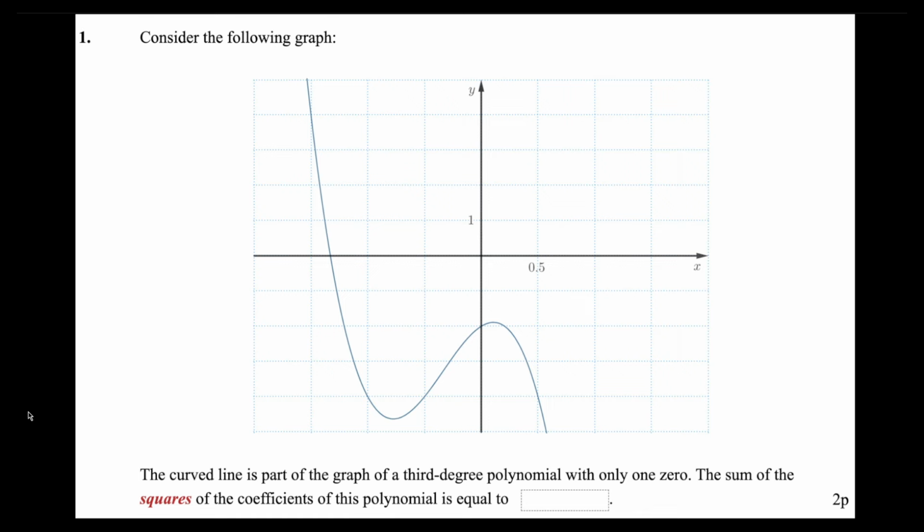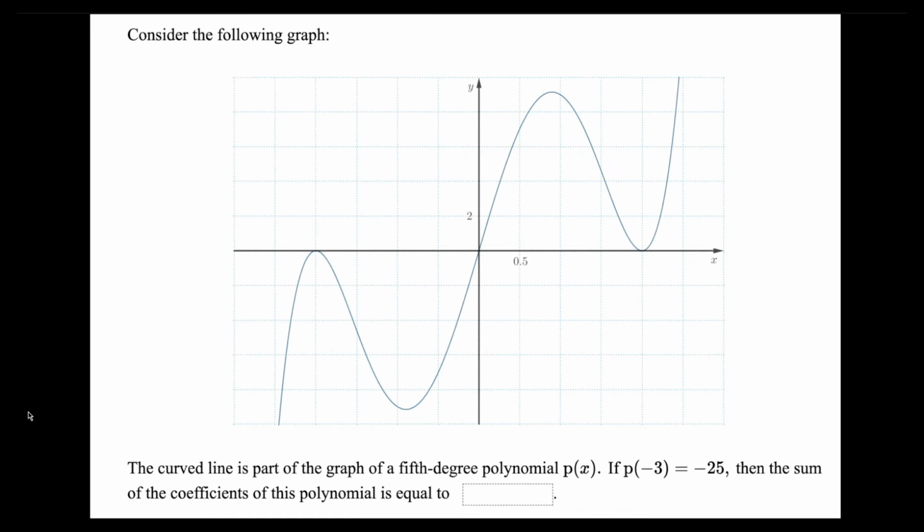That is why, for the next problem, some of you solved it. This is the twist that I added later, but this probably was not visible to you. Consider the following graph. The curved line is part of the graph of a fifth degree polynomial p of x. This information was hidden from most of you, unfortunately. Then the sum of the coefficients of this polynomial is equal to this. Can you see?